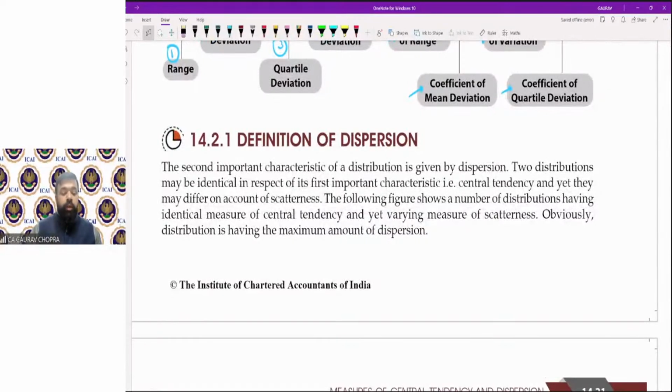Now, dispersion, the second important characteristic of a distribution, is given by dispersion. ये second important है. The first important कौन है? Central tendency. The measure of central tendency is always given the first importance in decision making. जब भी हमें कोई decision लेना है, तो आप always उसका average देखते हैं, उसकी past performance को check करते हैं. तो that is with the help of central tendency.